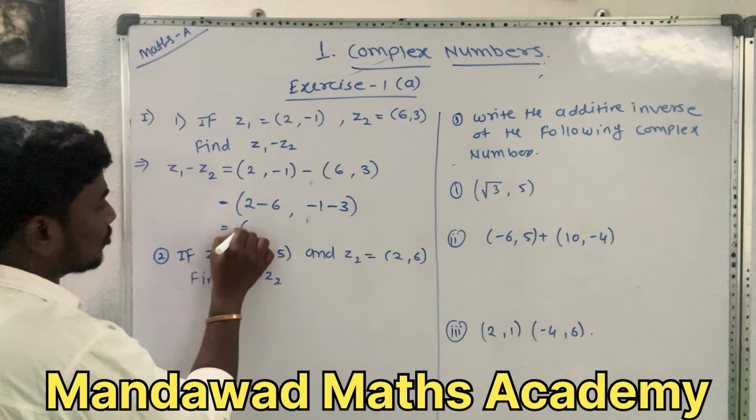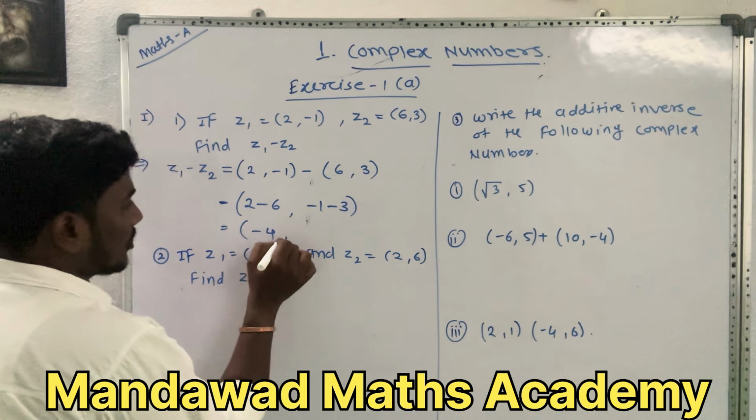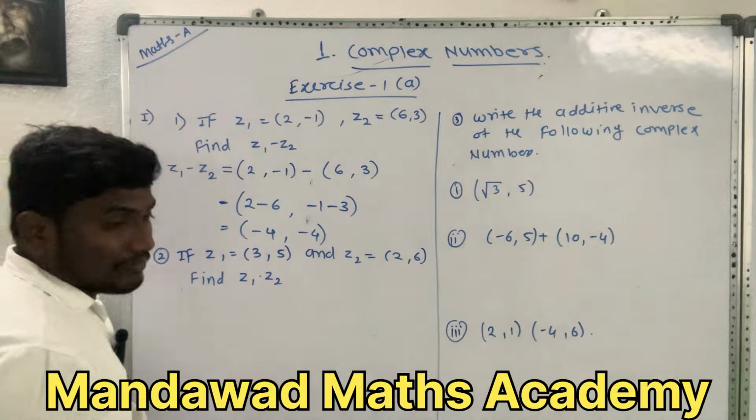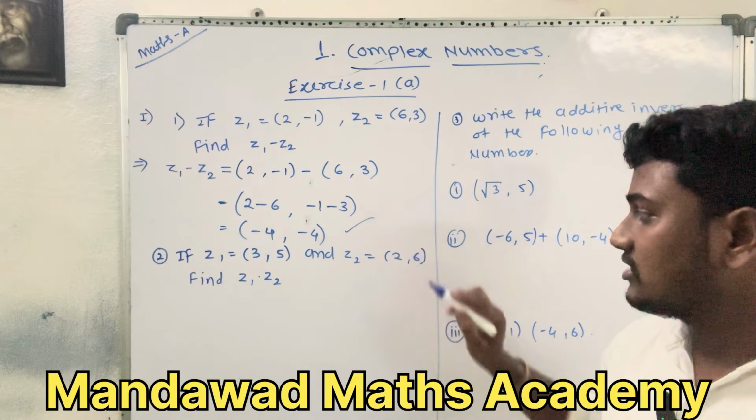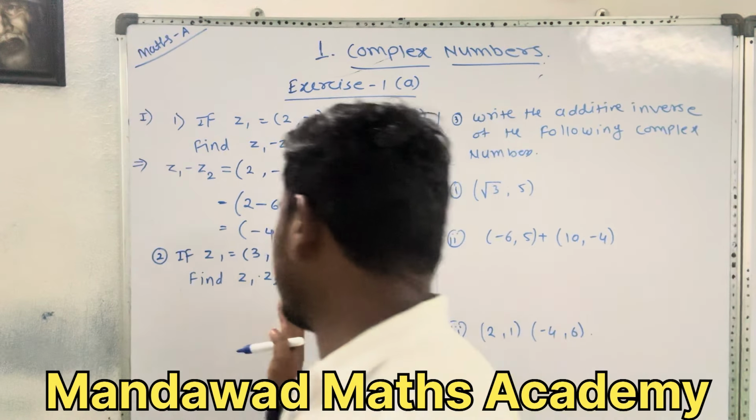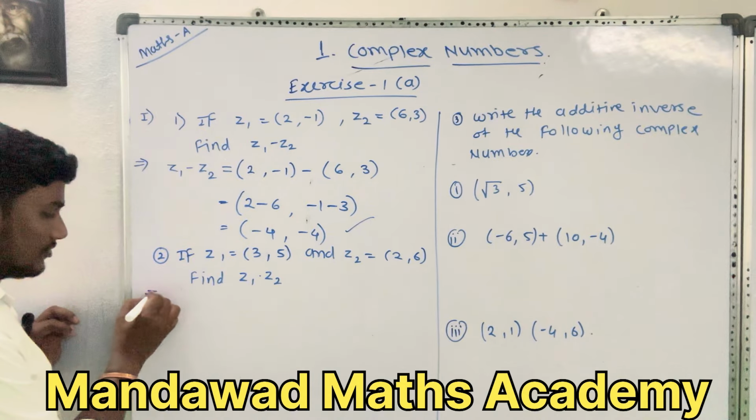So what do we get here? 2 minus 6 is minus 4, and here minus 4. So z1 minus z2 is (-4, -4). This is the answer. Next, the second one, z1 into z2.